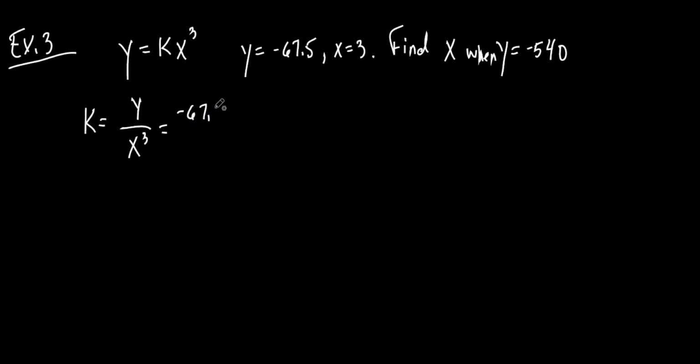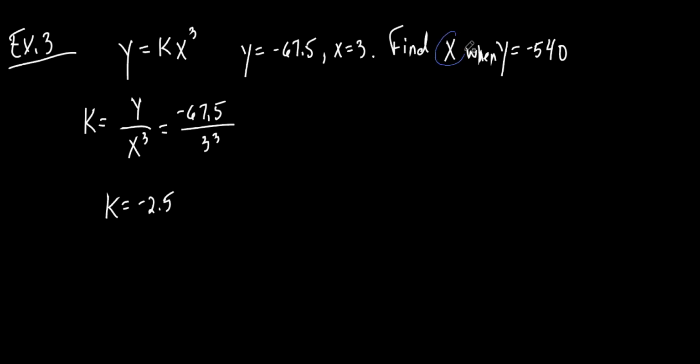So this is negative 67.5 over x, which in this case is 3. It's 3 cubed. And let's see, what do you get? I did this a completely different way, so I don't even have this written down. So let me get my calculator out. So negative 67.5 divided by 27. So it's negative 2.5. All right, everybody with me? All right, we're not done.